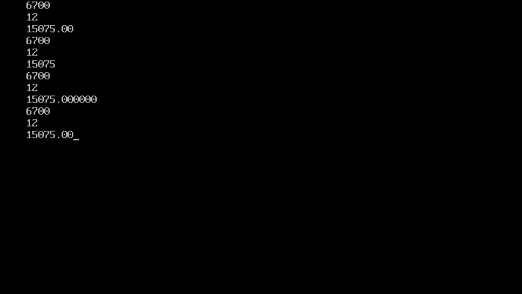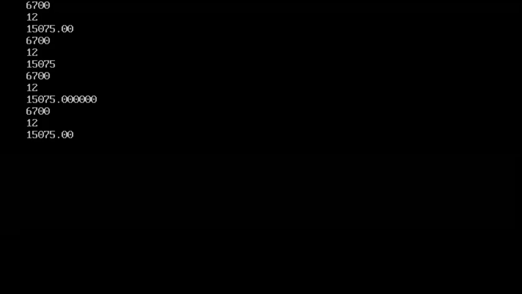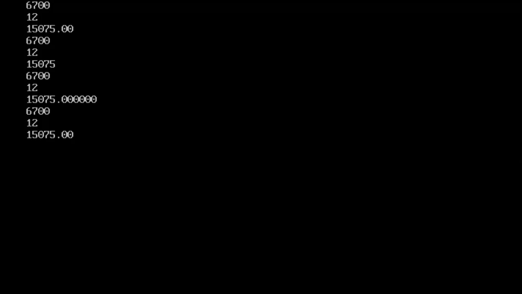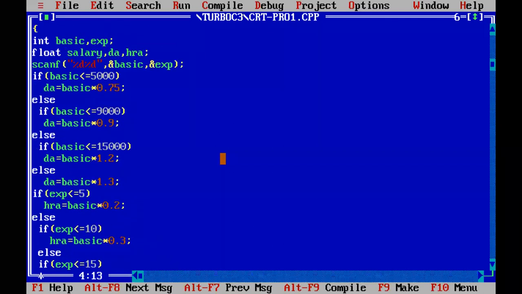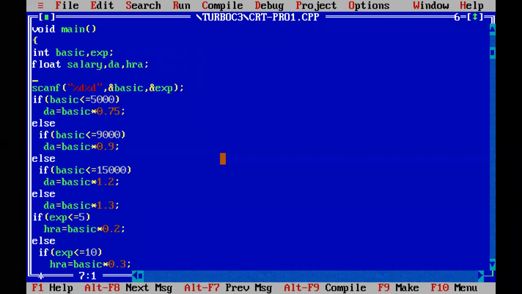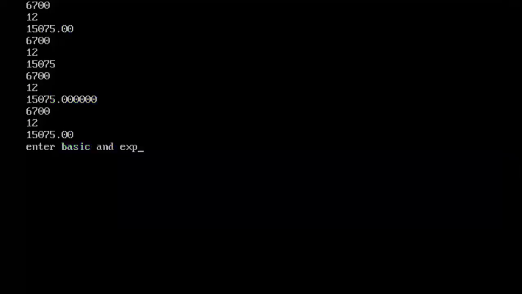Actually, a prompt is not necessary for online examinations. While you are writing programs in classes, we can write the prompt. So this we call a prompt: printf Enter basic salary and experience. For online examinations, no need to write the prompt, because they will not ask for it in the format. While you are doing your classroom exercises, you have to write the prompt.